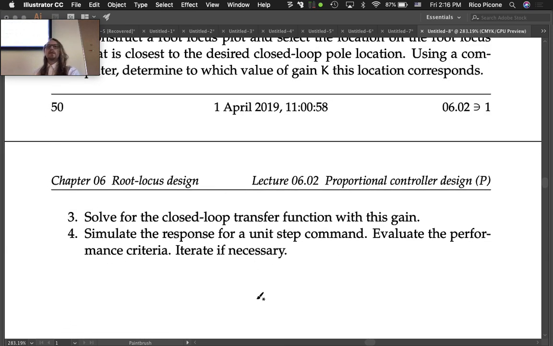3, solve for the closed loop transfer function with this gain. Okay. And then 4, simulate the response for a unit step command. Evaluate the performance criteria and iterate if necessary. So that last step is going to tell us what's the actual, or what's the simulated performance of this controller in closed loop.